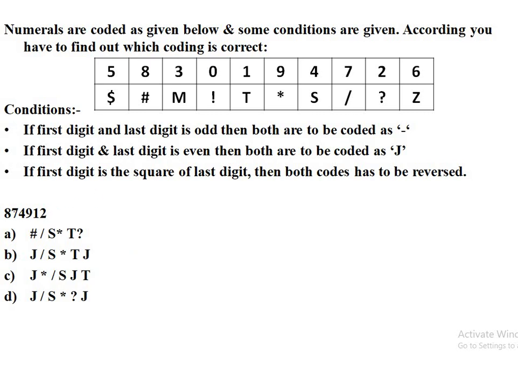So now I'll write here 8, 7. Yes, I have written this. So 8 is an even number, correct? 2 is also an even number. If both are even, then what was the condition? Both have to be coded as J. So kindly concentrate here. We don't have that, so I am eliminating. Is this clear?